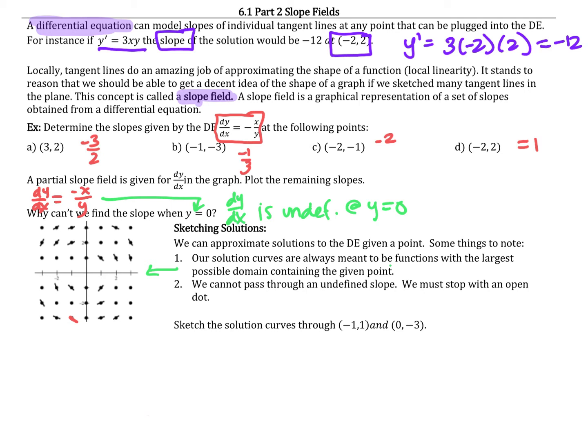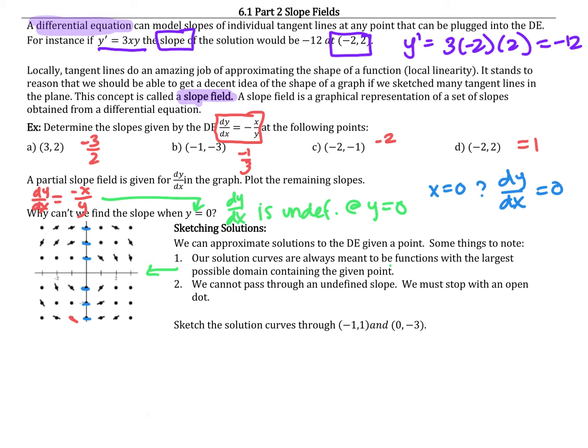What about if x is equal to 0? If x is equal to 0, what happens to dy dx? Well, dy dx is -x over y, so that will always be 0. So I can go all along the points on the y-axis where x is 0, and I can draw a slope of 0, which would just be a horizontal slope, right? There's no rise or run. We just have a slope of 0.